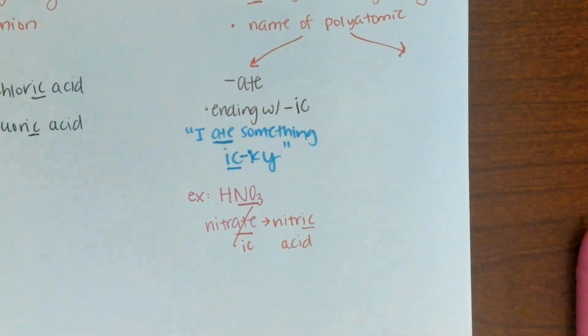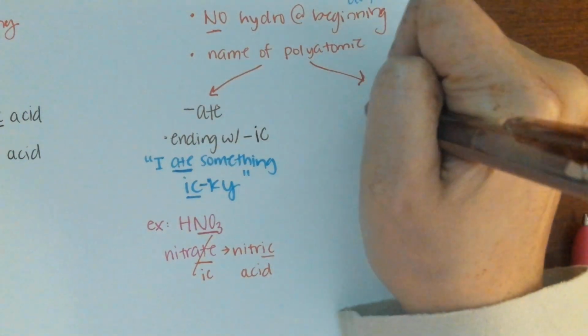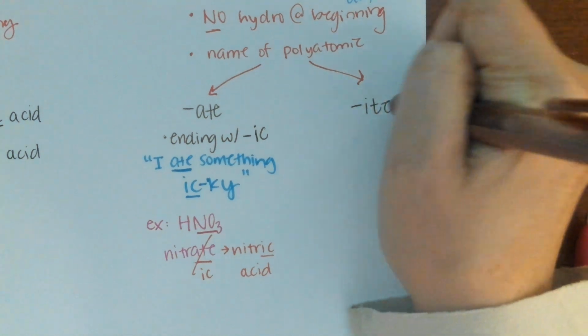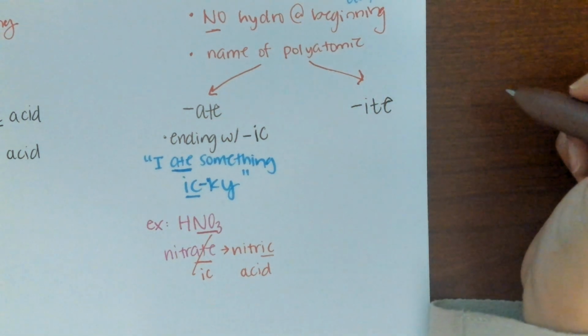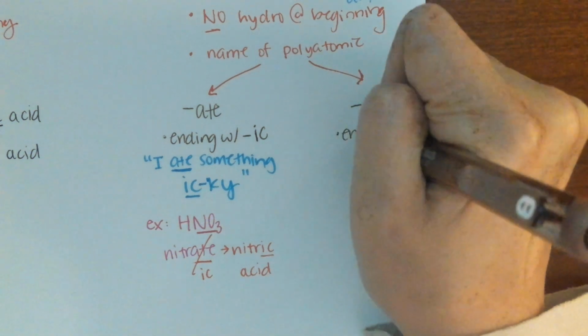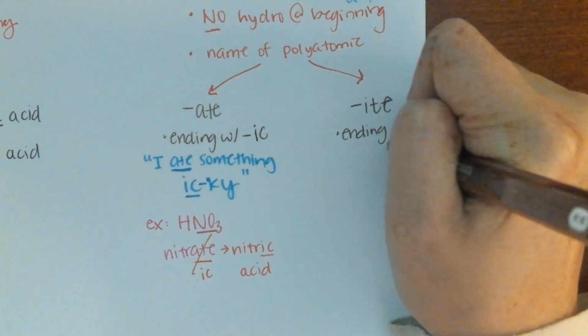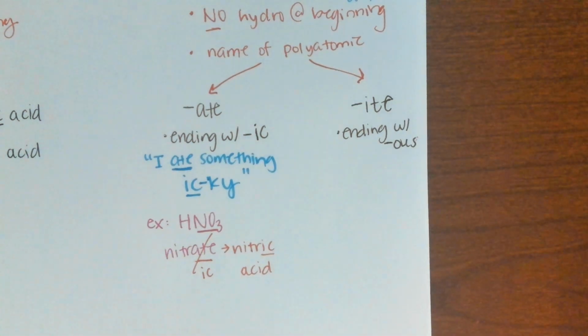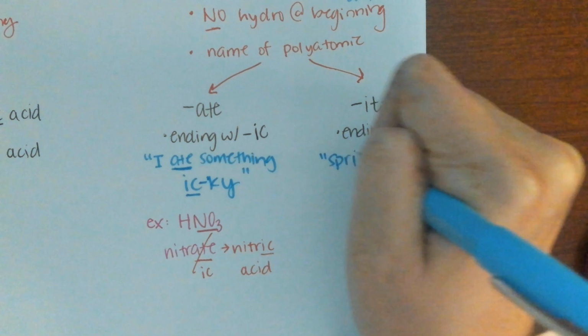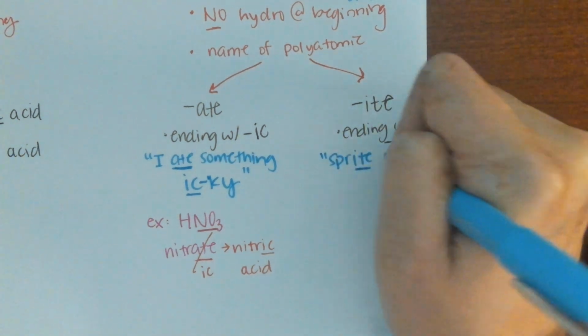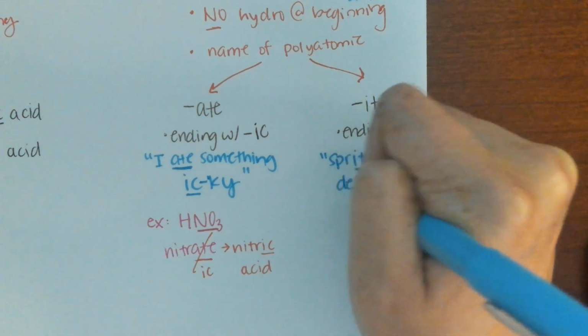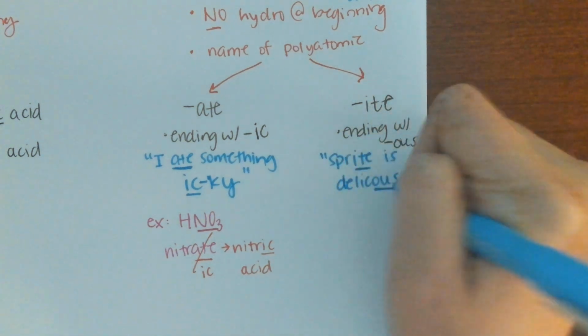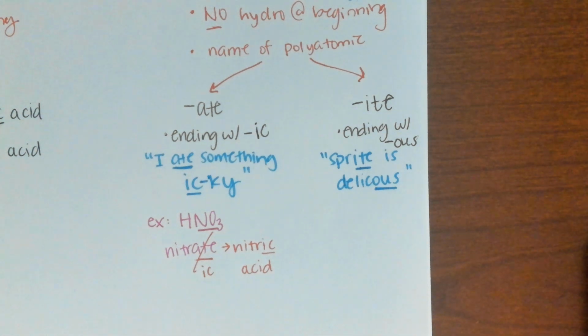Alright, now the polyatomic that ends with ite. Phosphite, sulfite, chlorite, all of that. Their ending is with ous, O-U-S. And the phrase for that is Sprite is delicious. Sprite is delicious. So that's just a phrase to help.